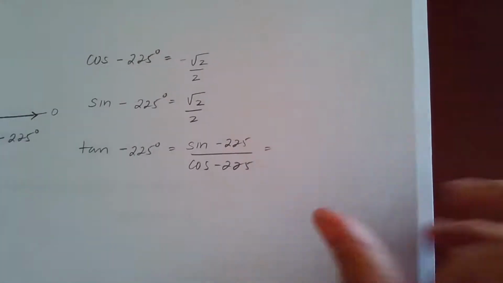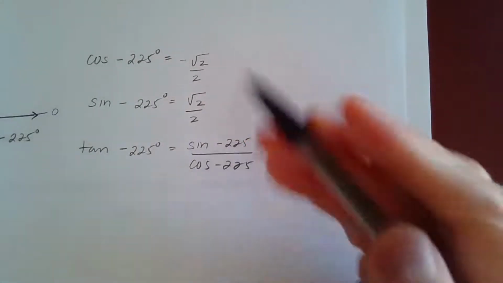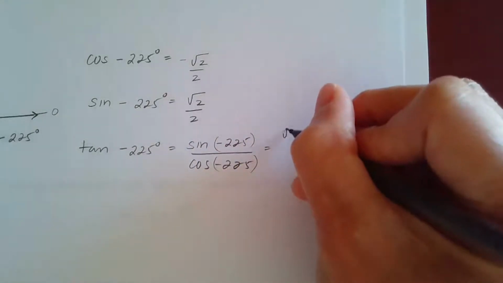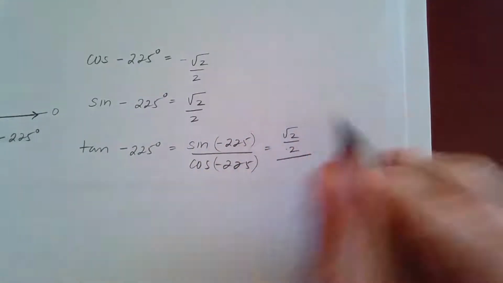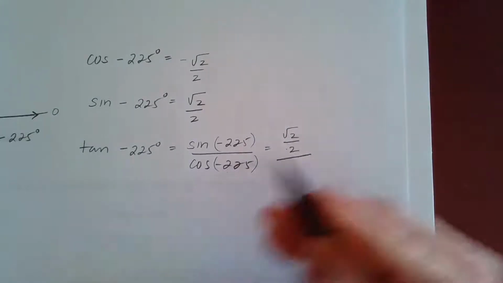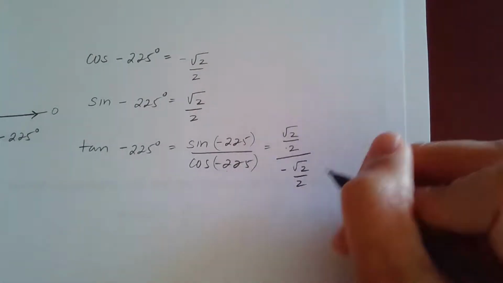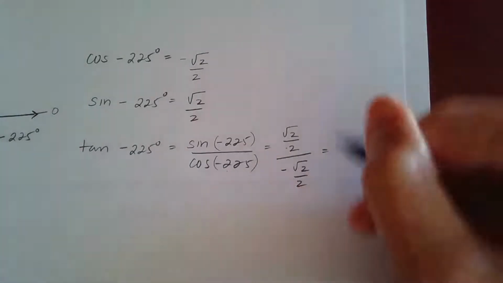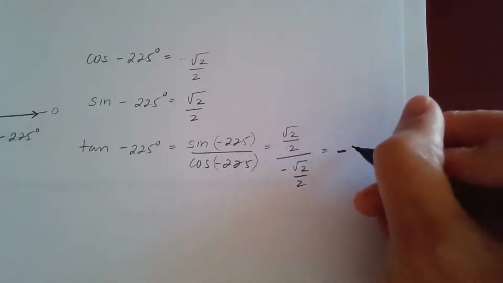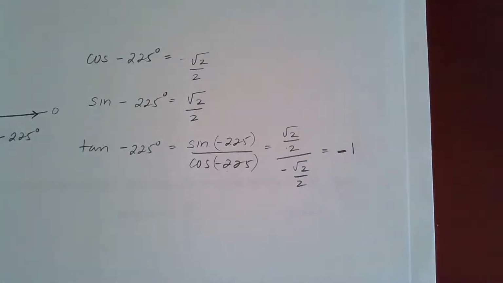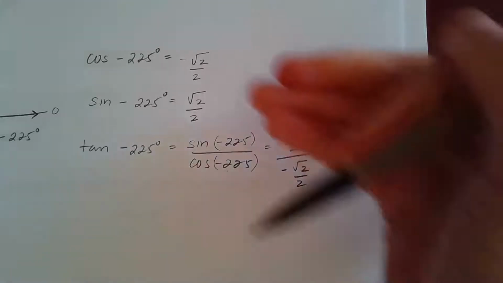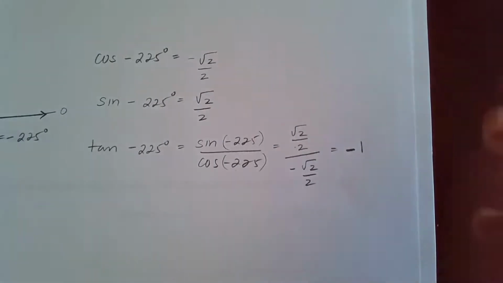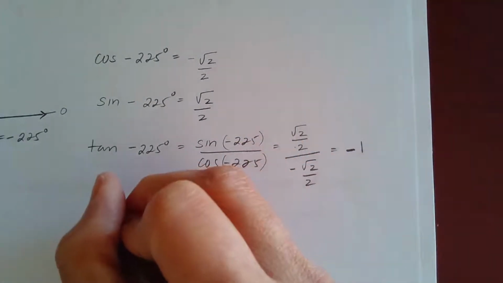Okay, well, what does that equal to? Sine of negative 225 degrees is root 2 over 2. Cosine of negative 225 degrees is negative root 2 over 2. They're exactly the same fraction, but one is positive and one is negative, so it's negative 1. These are the 3 primary trigonometric ratios. Now we're going to do the reciprocal trig ratios.